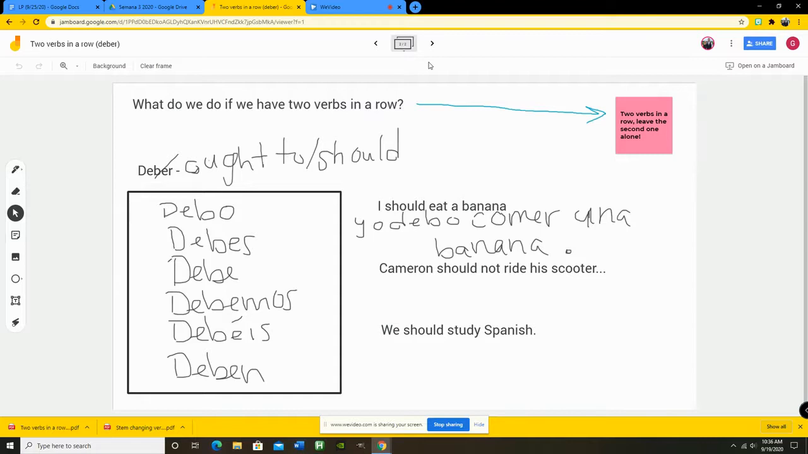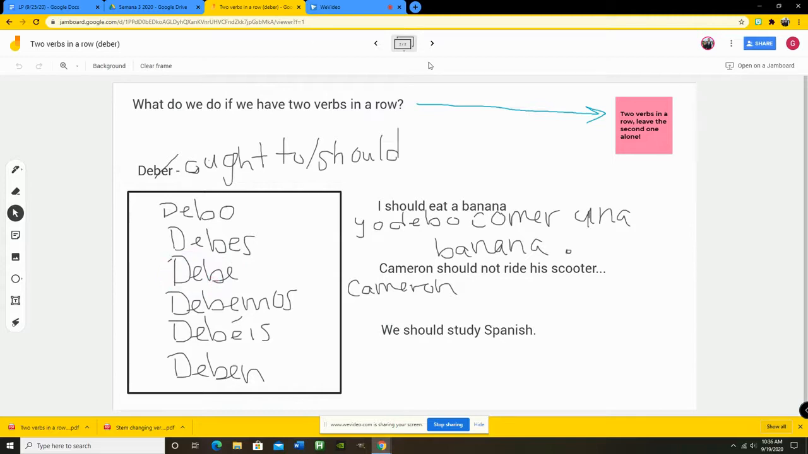Of course, this whole week is inspired by my silly little brother, so it wouldn't be a proper note session without mentioning Cameron. Cameron should not ride his scooter. You will find out why later on in the week. But Cameron, so I will write his name down because we need it for our sentence. Cameron, we need the verb should. Now we have to have the conjugated verb. We cannot just put deber down. It's not going to work. So we need to have the conjugation. The he, she conjugation is debe. So I will use that one.